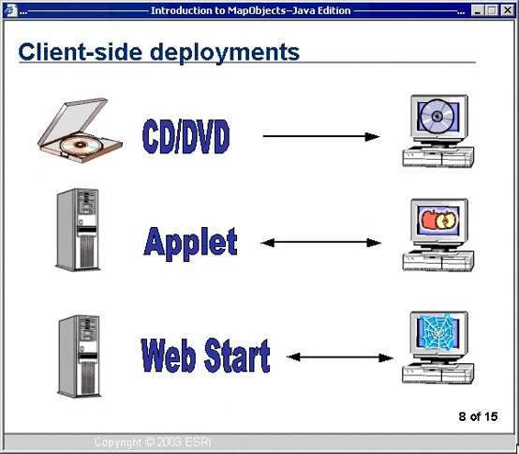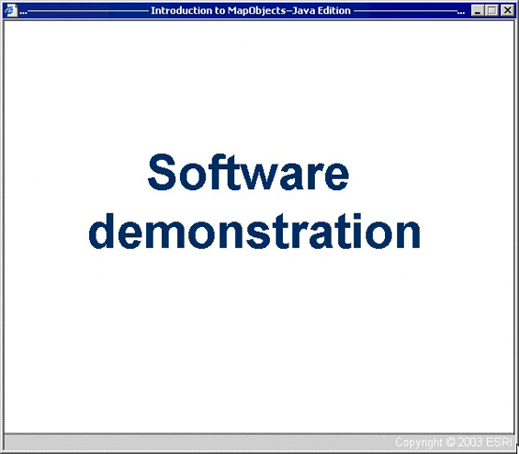The first time the application is accessed, the necessary files are downloaded to the client's machine. Those files are then cached on the machine so that the application can then be launched anytime directly from the computer, even offline. And MapObjects-Java can utilize any of these deployment methods. We'll now have a brief demonstration of an application deployed with Java Web Start.